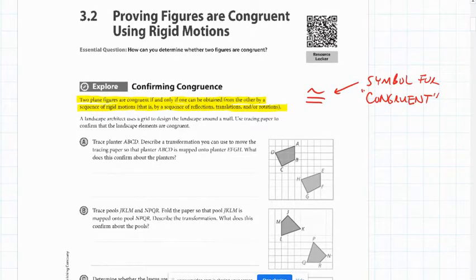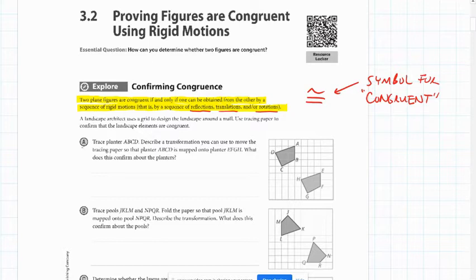In a plane, two figures are congruent if and only if one can be obtained from the other by a sequence of rigid motions. And remember, rigid motions are reflections, translations, and rotations. So if there's any sequence of reflections, translations, and/or rotations that map one figure to another, then the two figures are congruent, meaning they are exactly the same size and shape.